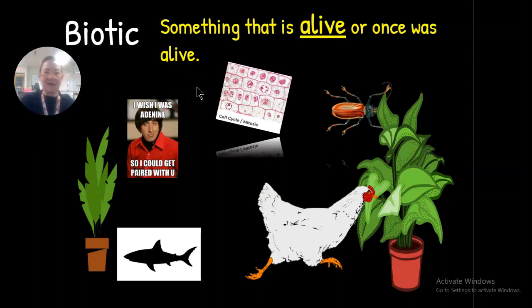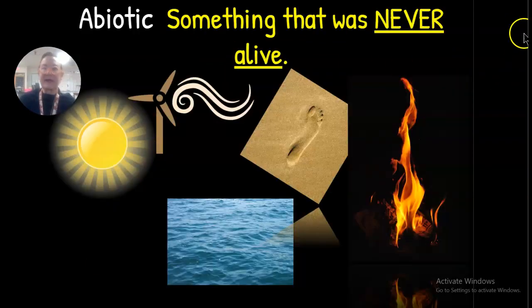But anyway, biotic: living, alive. Then we have abiotic, and abiotic is something that was never alive. So, for example, we have the sun here, and the wind, and we have sand and fire.